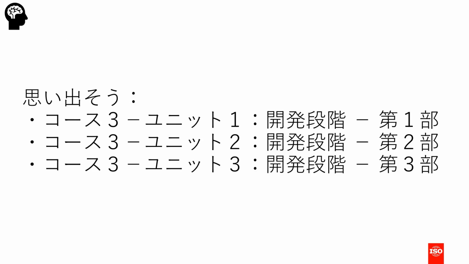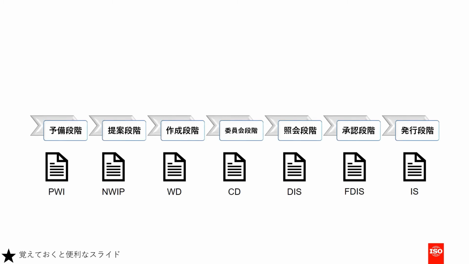Before going further, make sure you understand the development stages, how we build consensus, and what conditions allow us to skip stages from the previous 3 units. So what actually happens at every stage of development? If you remember, these are the 7 stages, starting with the preliminary work item right through to the final published standard.